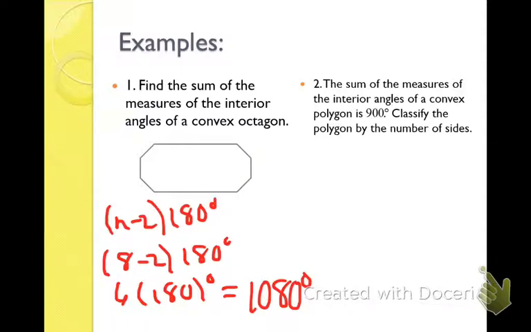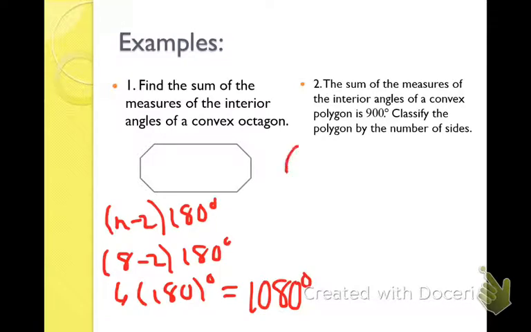Okay, number 2, the measure of the interior angles of a convex polygon is 900. Classify the polygon by the number of sides. How can we do this? Now we know the sum of the interior angles. We have to determine the number of sides. How could I do that? Eric? N minus 2 times 180 equals 900. Yeah. Set it equal to my equation.